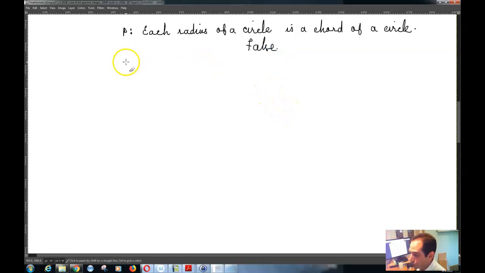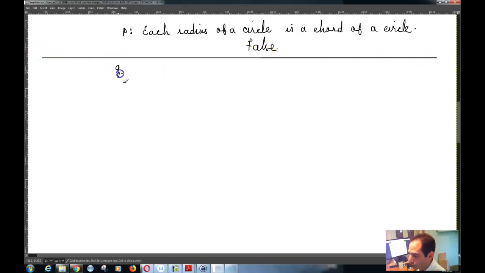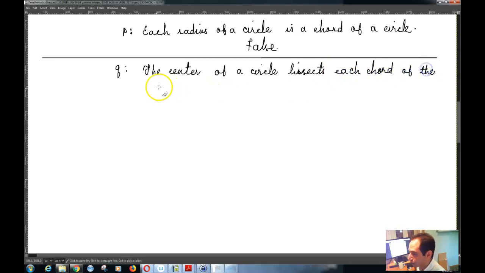Number 2, basically statement Q is: the center of a circle bisects each chord of the circle. The center of a circle bisects each chord of the circle. So it says that the center of a circle bisects each chord of the circle.